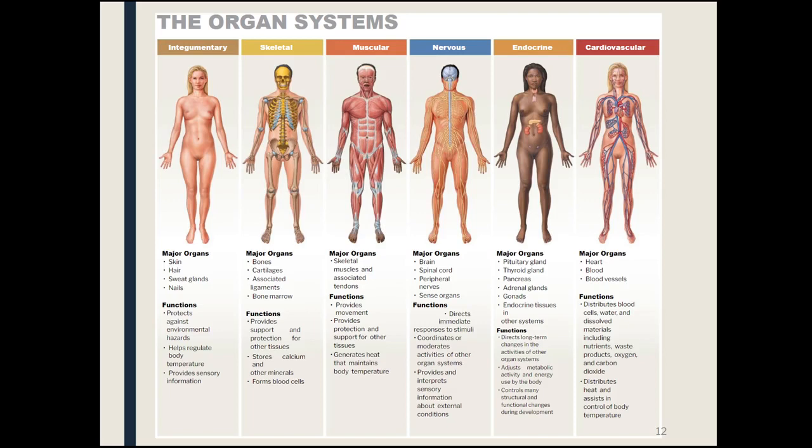What is it going to do? It's going to transport those nutrients, get rid of waste products, transport oxygen and carbon dioxide, and distribute the blood cells and water and other dissolved materials throughout our body. It's going to distribute heat and assist in control of body temperature. If you think about in the wintertime, maybe your hands get cold, right? They might become a little bit pale because of the lack of blood supply that's going to that area.